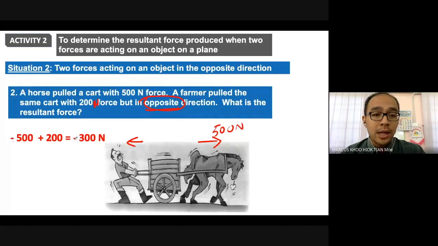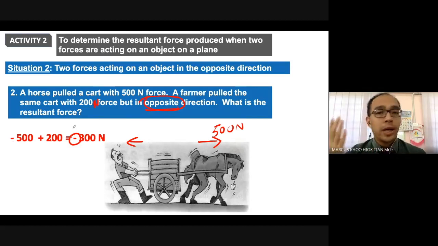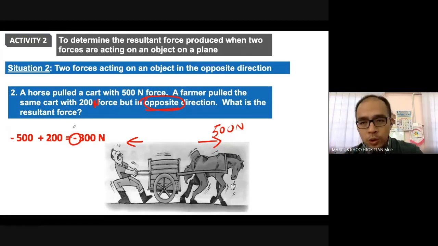Okay, so this tanda positif and negative ini actually dia bergantung kepada kamu tau. It depends on you. You decide whether you want the right side to be positive or you want the left side to be positive. Either way also can. Mana-mana pun boleh. But the standard usually is kalau ke arah kanan is positive, kalau ke arah kiri is negative.